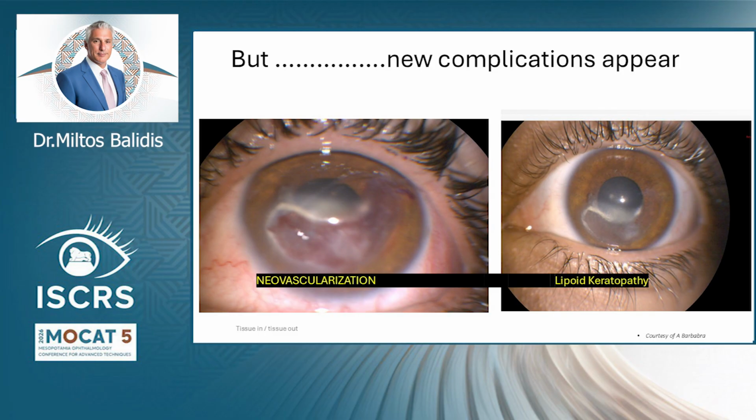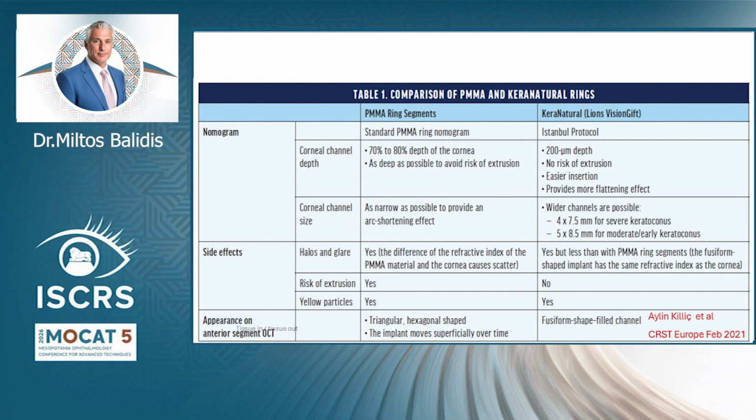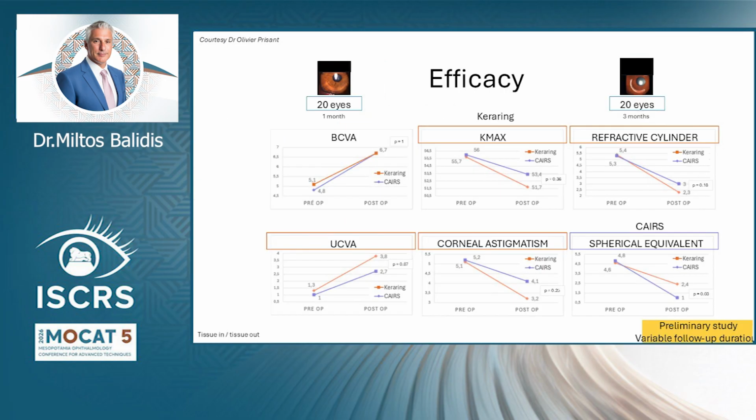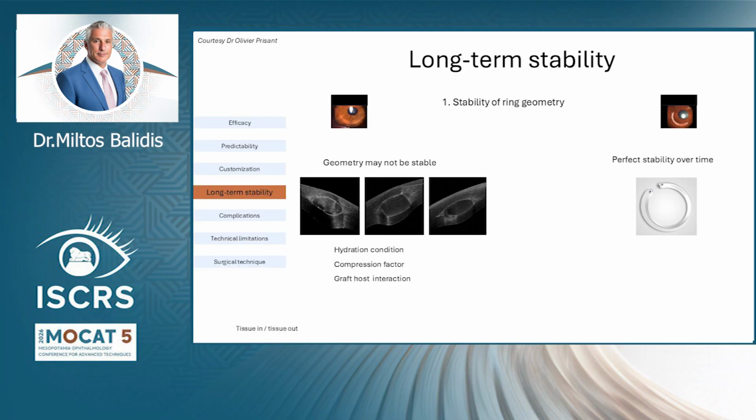So let's have a quick head-to-head comparison between the two regarding the best corrected and uncorrected visual acuity of the eye with the rings. Rings actually do a little bit better regarding the best corrected visual acuity, the Kmax, and the spherical equivalent. And in this one specifically, we're talking about the Keraring. And this is a study that Olivier Persant presented years ago.